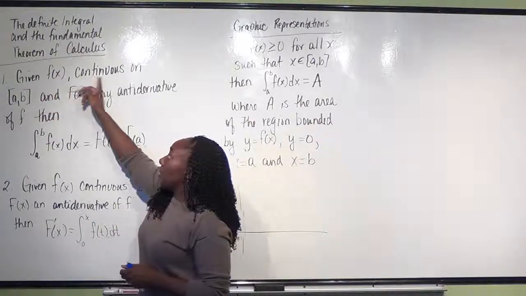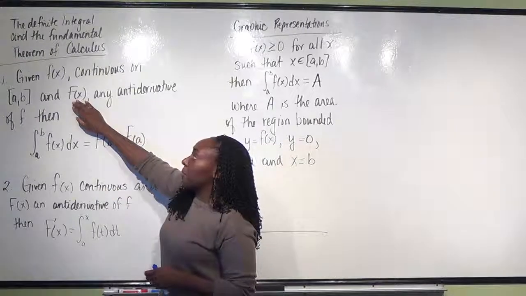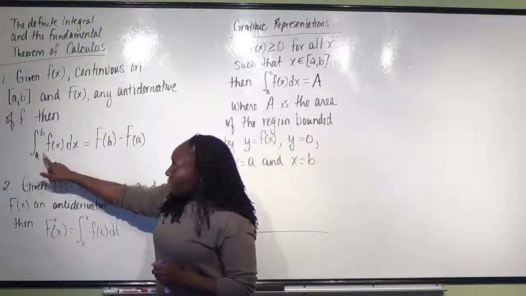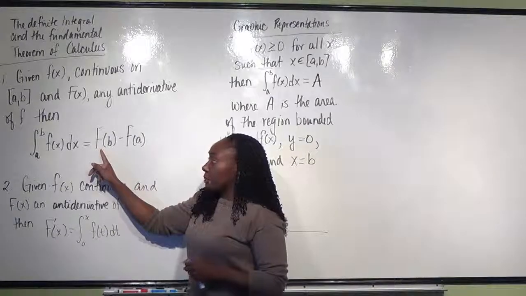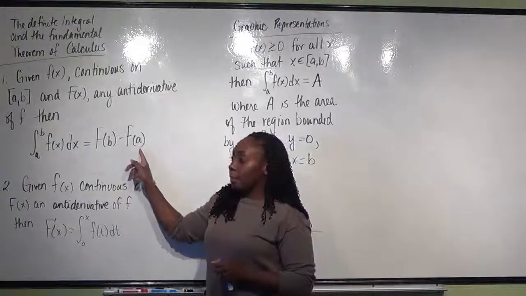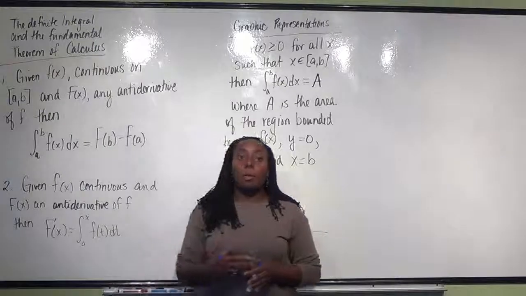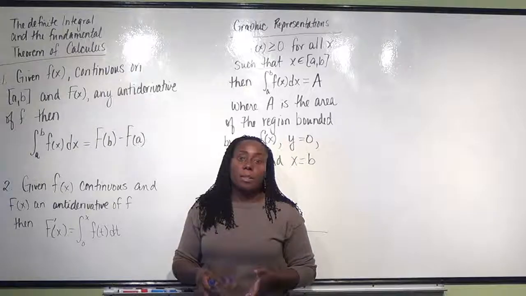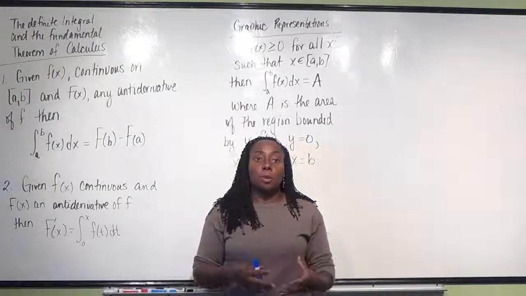So given a function f of x that's continuous on an interval [a, b], and this capital F of x is any antiderivative of f, then the integral from a to b of f of x dx is the antiderivative evaluated at b minus the antiderivative evaluated at a. And again, like I said, we're going to use that for a lot of our properties. So all of our sums and differences, our constants, power rules, all of that stuff, we're going to use it to find an antiderivative and then evaluate over the interval.